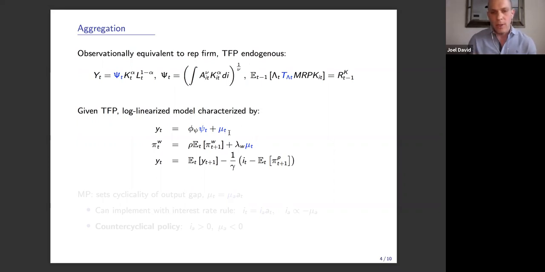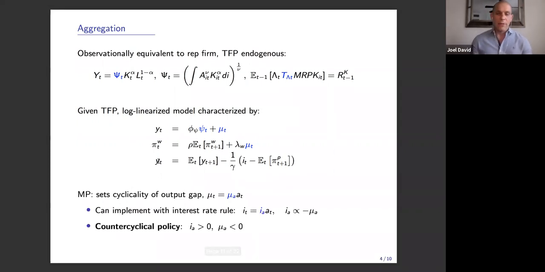Okay, the second term here is the output gap, which comes directly from the sticky wages in the standard way. The second equation is the New Keynesian Phillips curve, just relating the output gap to inflation. And the last equation here is the standard consumption Euler equation. Okay, and finally, I have to take a stand on how monetary policy operates here.